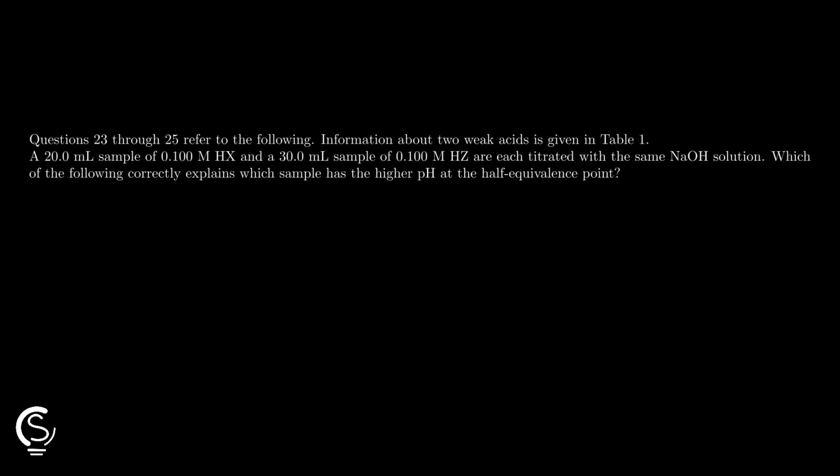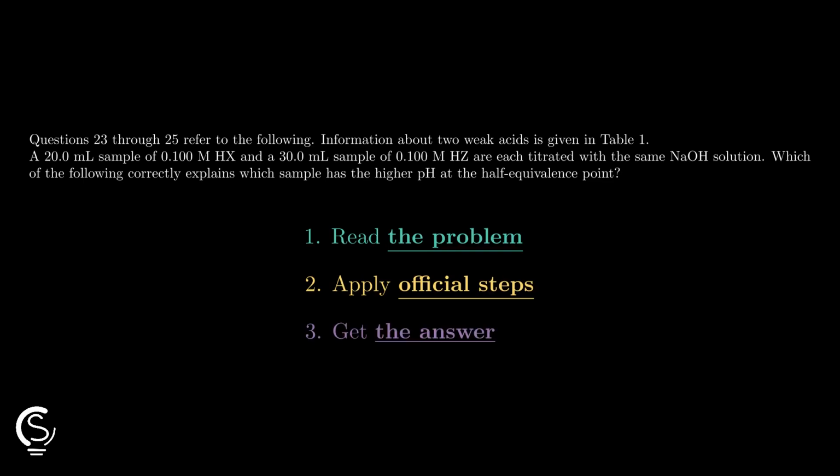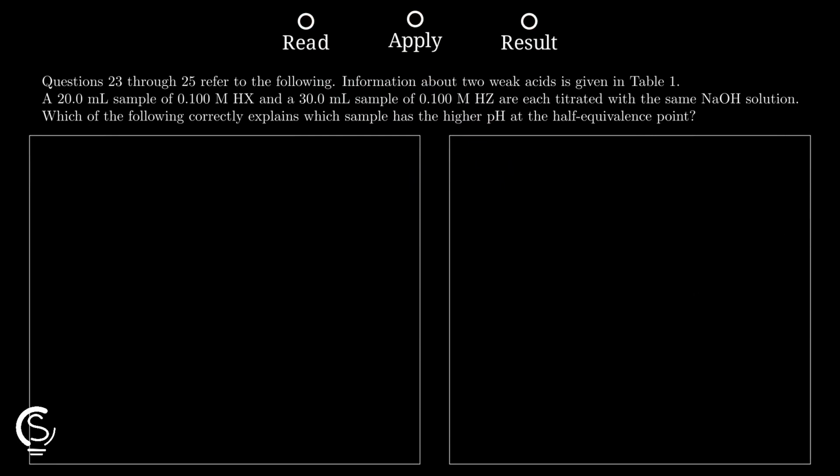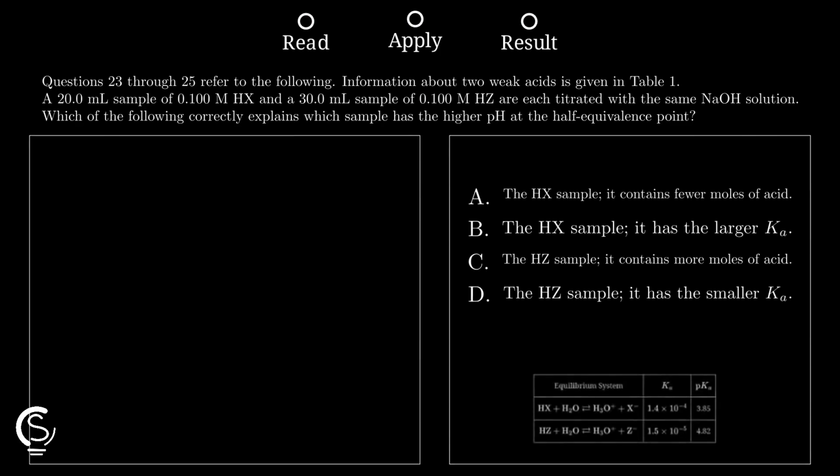Titrating weak acids can be tricky, but we can solve this fast. Let's find out which sample hits a higher pH at that specific half-equivalence point now. At the half-equivalence point of any weak acid titration, the concentration of the acid equals its conjugate base. This means the pH of the solution is exactly equal to the pKa.